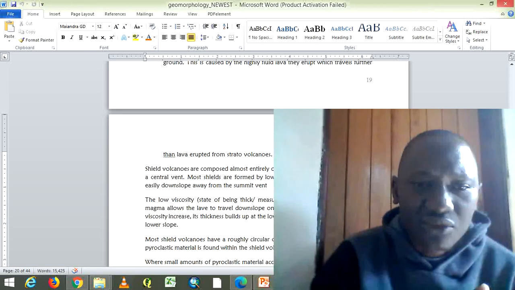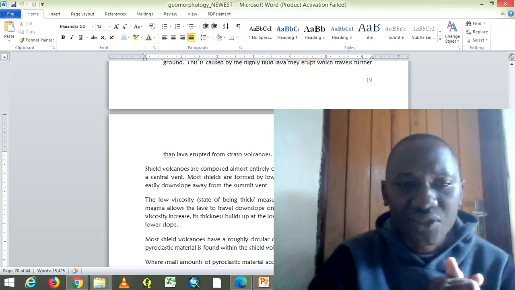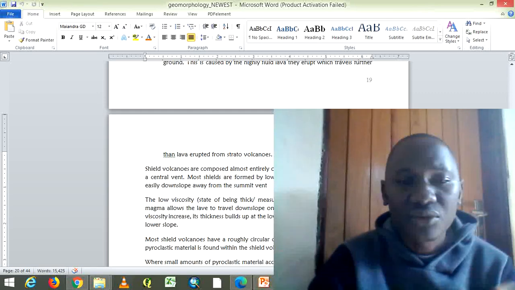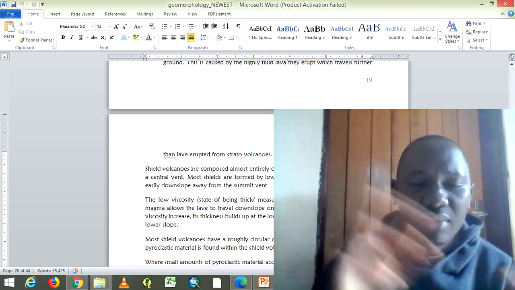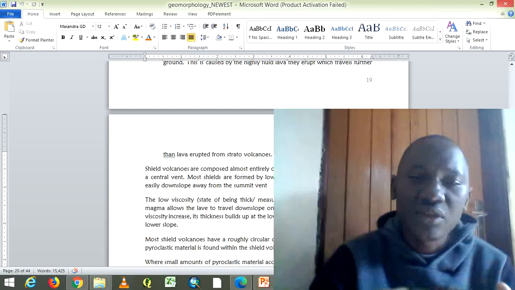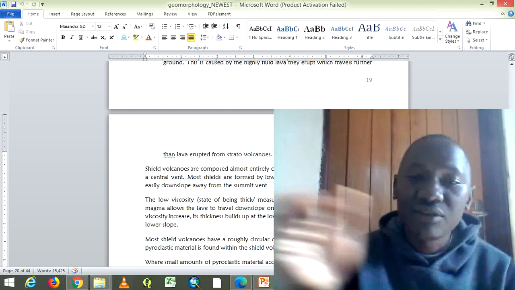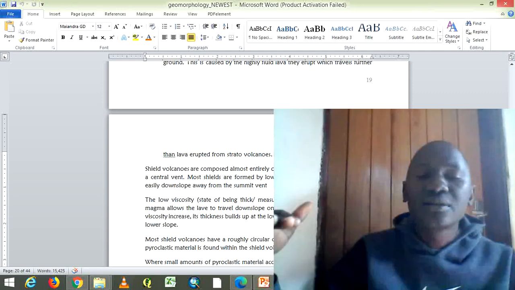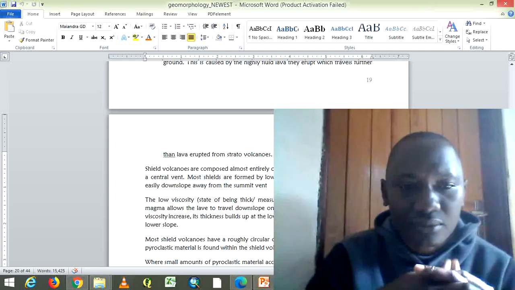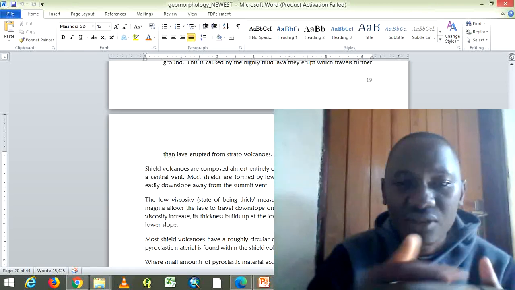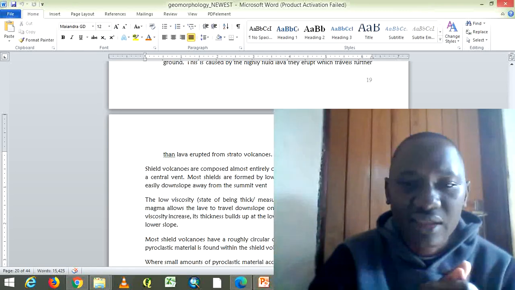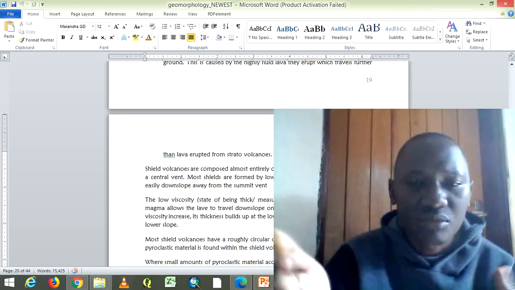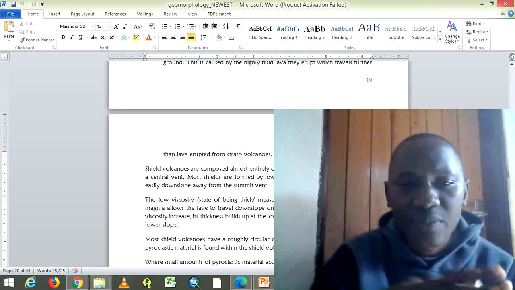Shield volcanoes are composed of almost entirely relatively thin lava flows built over the central vent. So you find the magma coming and flowing for a shorter distance and solidifying around the vent. That's the reason why the slopes are not so steep, but quite gentle. The low viscosity of the magma extruded in this case also contributes to the nature of the slopes, because the magma here is less viscous and therefore moves for a shorter distance before it solidifies.